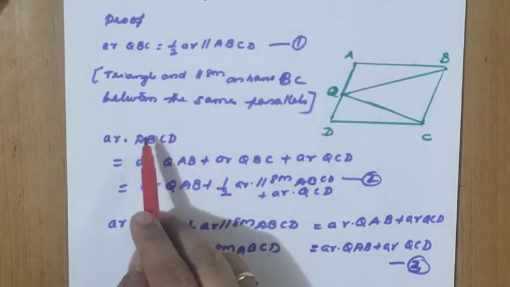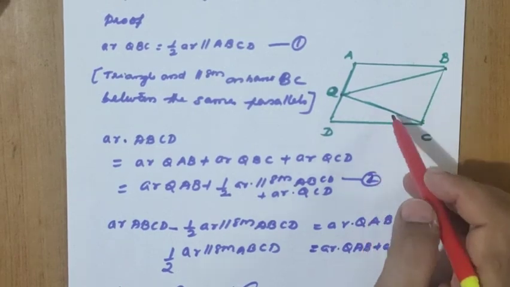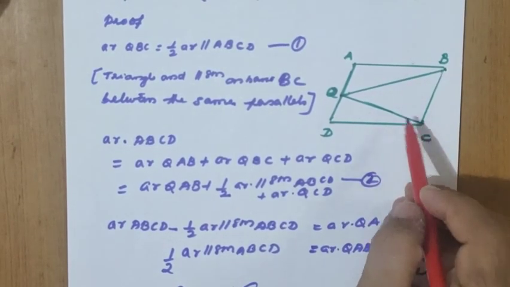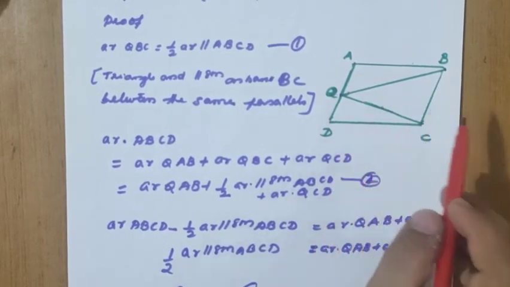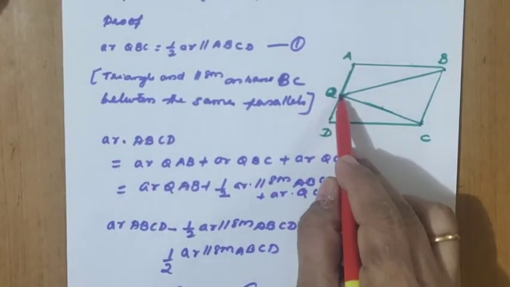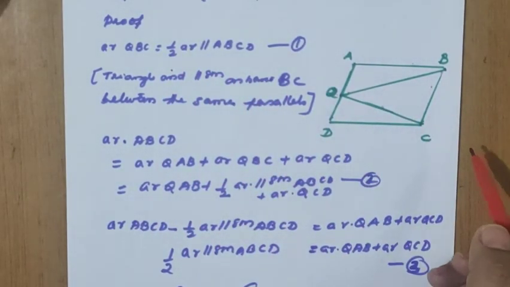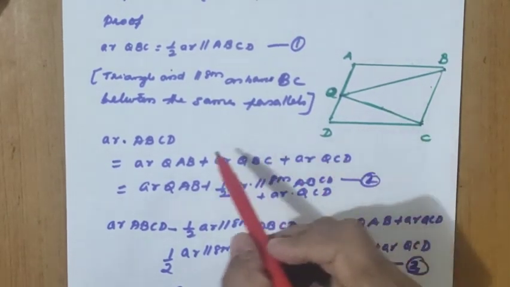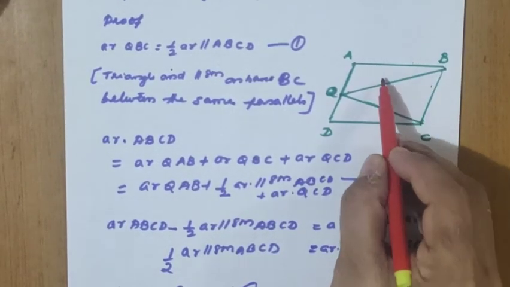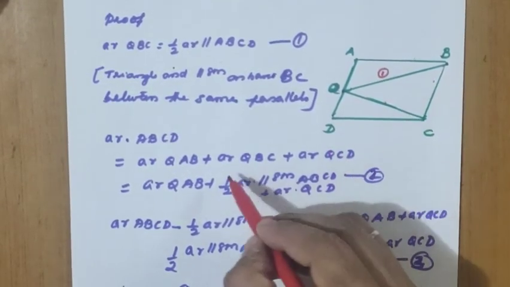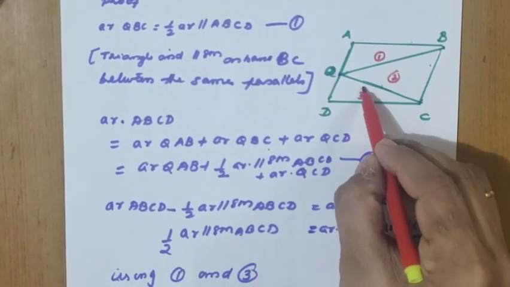So area QBC equal to half into area of the parallelogram ABCD. This is the first part. Now see the figure. We can write area ABCD as three parts. What is the first part? Area QAB, right? Next area QBC, second part. Now third part is area QCD, right?